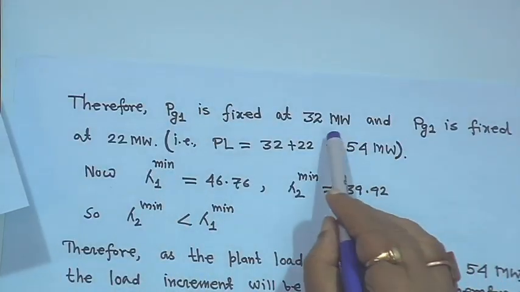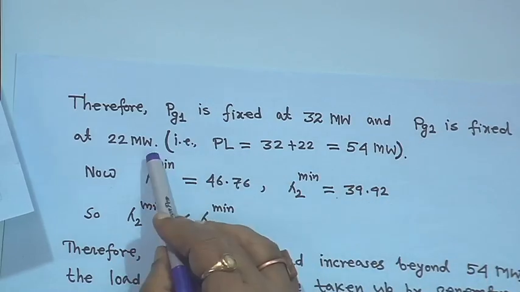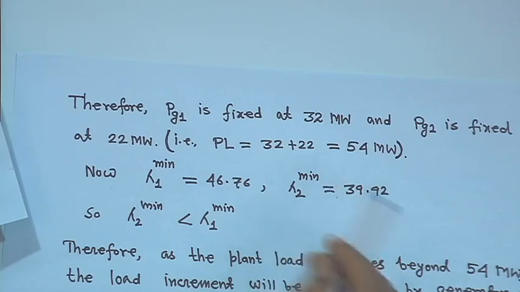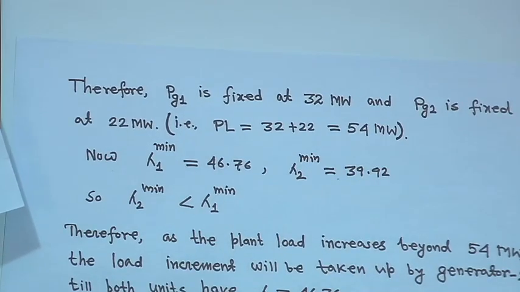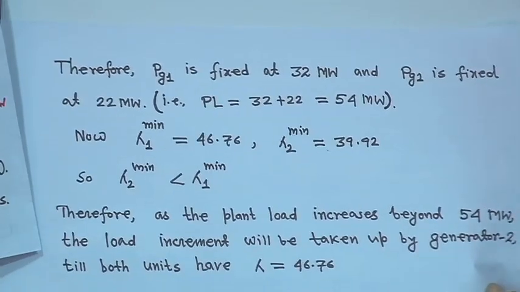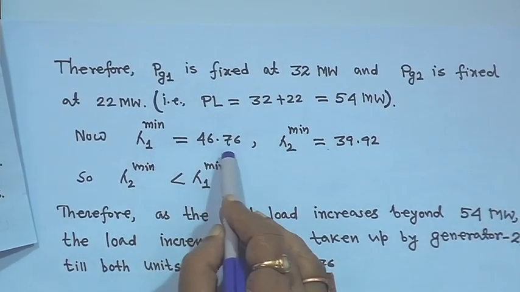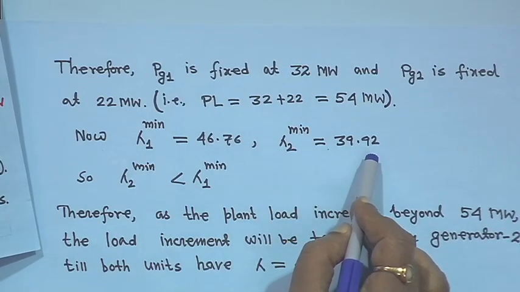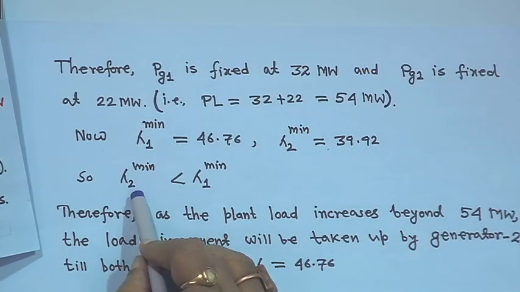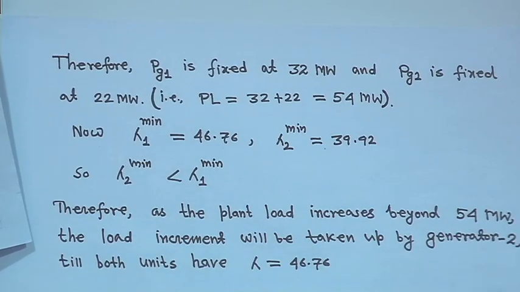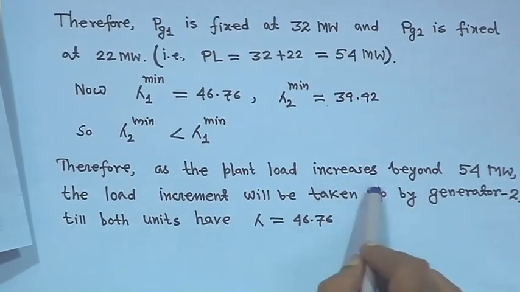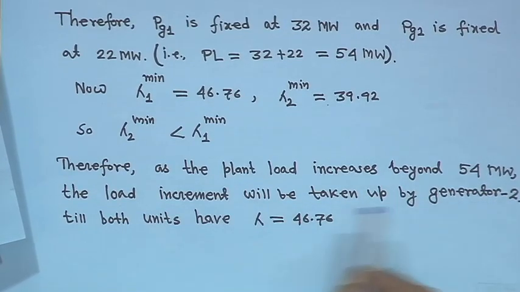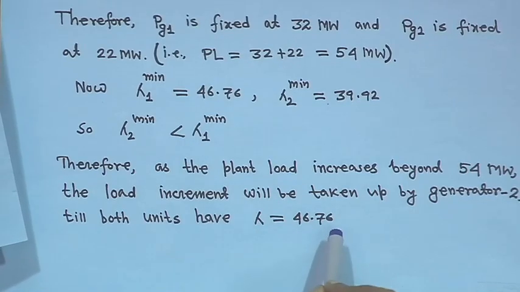Therefore, PG1 is fixed at 32 megawatt and PG2 is fixed at 22 megawatt. Total load is 32 plus 22, that is 54 megawatt. Load will vary, it is given 54 to 310 megawatt. Now, look, lambda 1 minimum is equal to 46.76 and lambda 2 minimum is 39.92, that means lambda 2 minimum is less than lambda 1 min. That means, as the plant load increases beyond 54 megawatt, the load increment will be taken up by generator 2 till both units have lambda equal to 46.76.